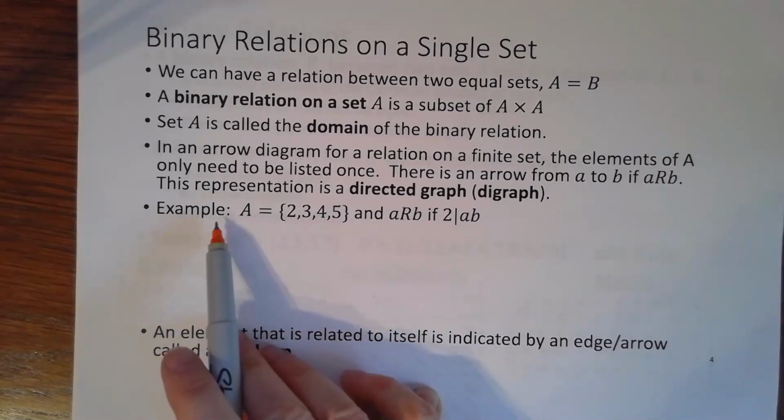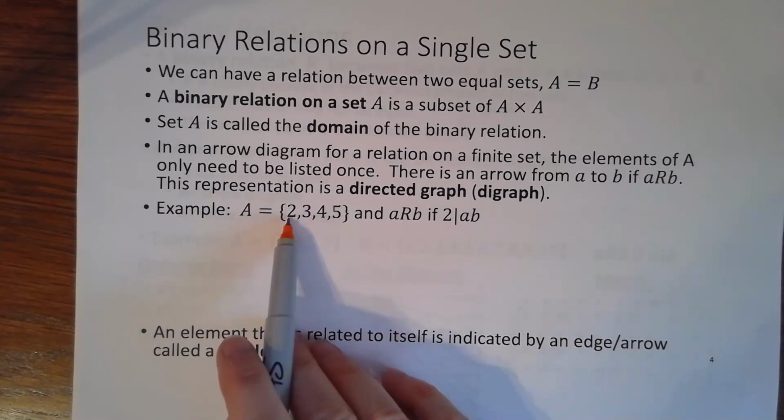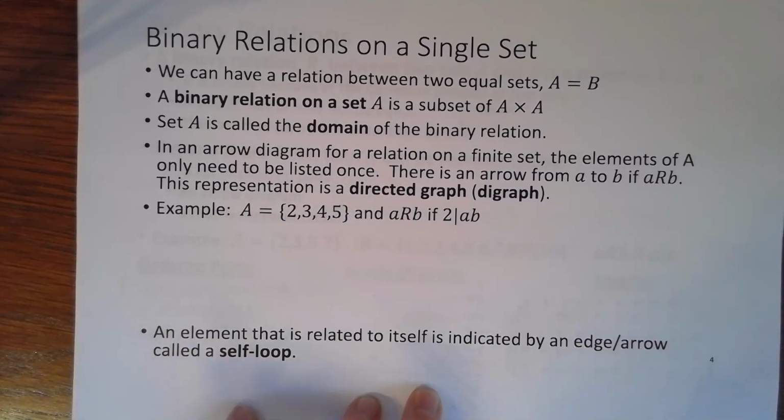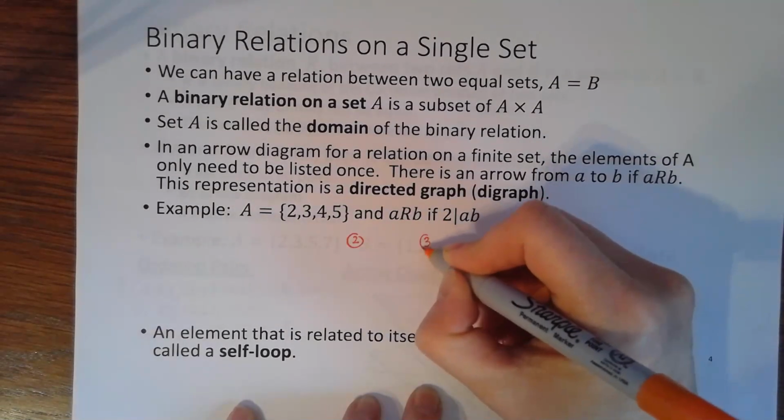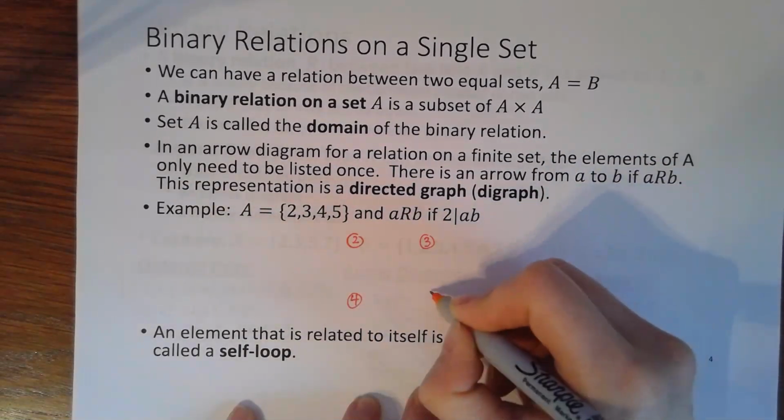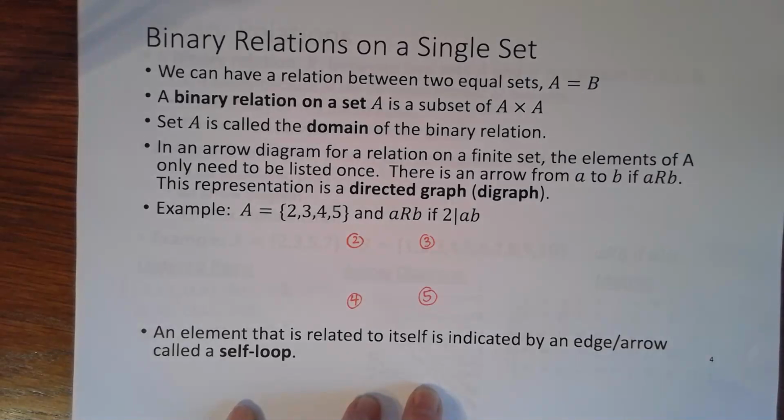Alright, so let's say we had a relation from A to itself, and A is the elements 2, 3, 4, and 5. If it's going from A to itself, we're not going to list the numbers 2, 3, 4, and 5 in 2 separate groups. We're just going to list them once, so maybe I'll list them like 2, 3, 4, and 5. They don't need to be in a straight row; in fact, that might make it even harder to follow all the arrows, so you might want to group them in a circle.